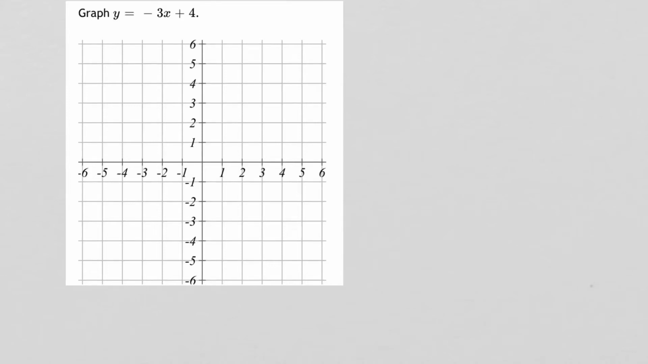Let's take a look at graphing lines. Specifically, let's graph the line y equals negative 3x plus 4. Right now in our study, the way that we've been graphing lines is by getting a table of values, that is, picking points that correspond to this equation. So let's set up a table of values.